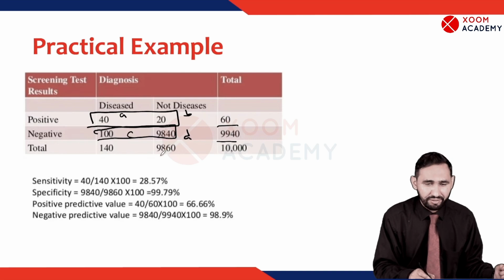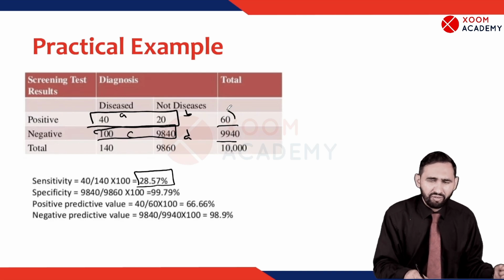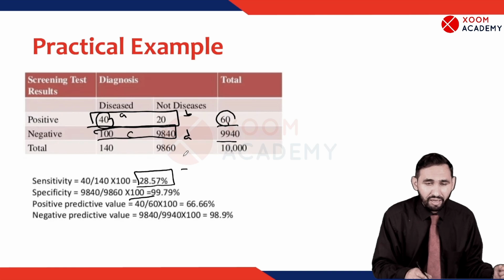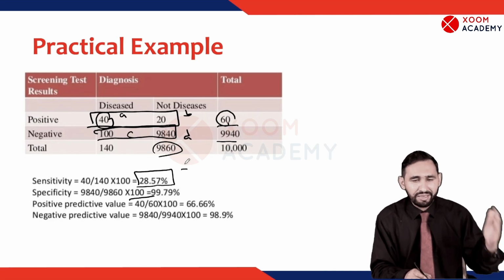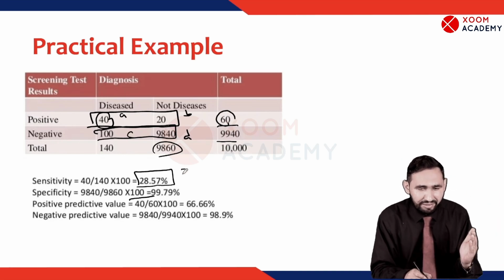9,840 were not diseased. When we calculate the sensitivity, it is lesser. It is 28.57%. Because out of the 60, only 40 were diseased. So this test is not sensitive, but it is specific. Out of 9,940, 9,840 were true negative. So this test is specific but not sensitive.